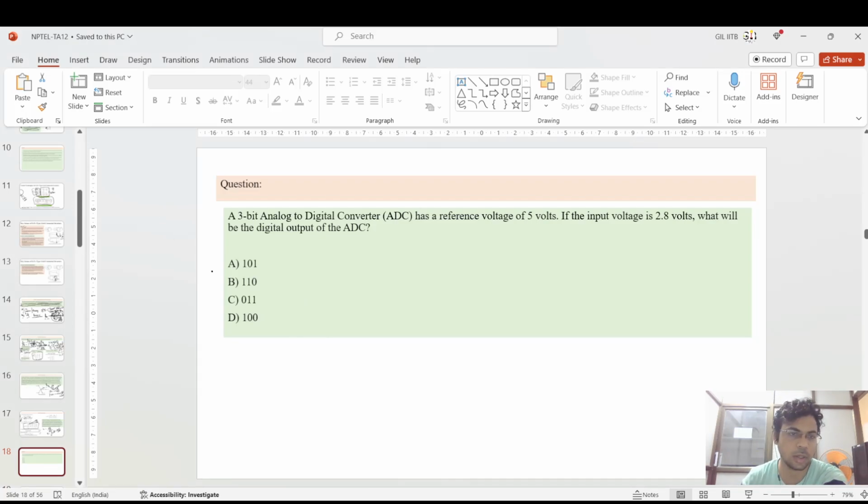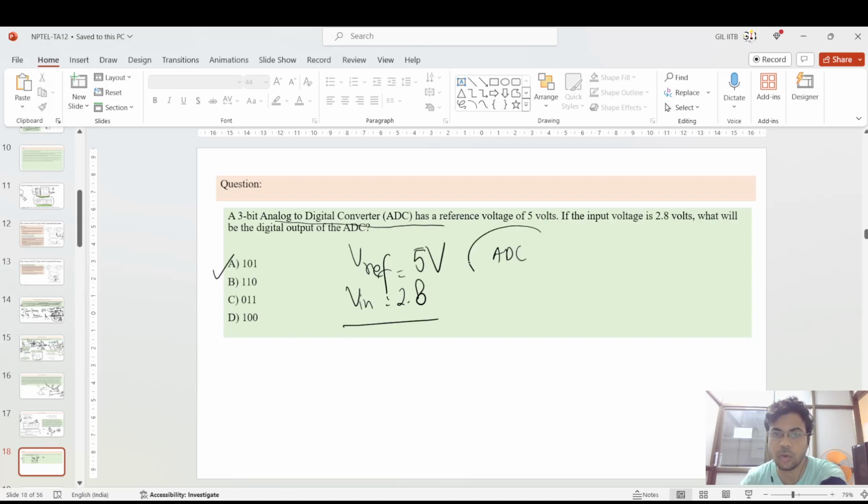Okay, let me explain this question. I will not go to the solution part, option A is correct, but I will explain the process. This is a 3-bit ADC converter whose V reference is given as 5 volt and the V input is given as 2.8 volt. So the first thing you need to know is the ADC resolution.